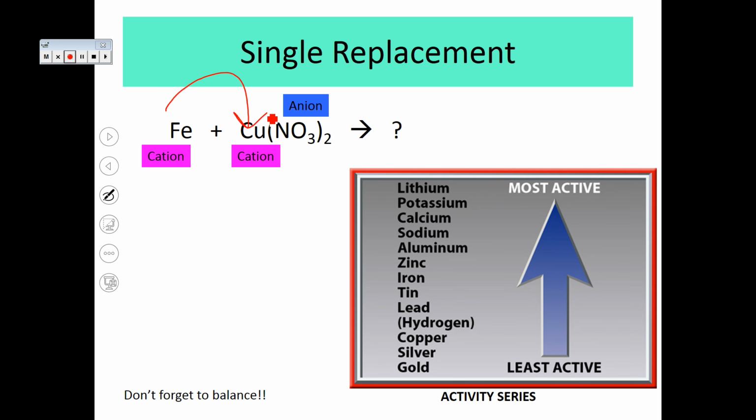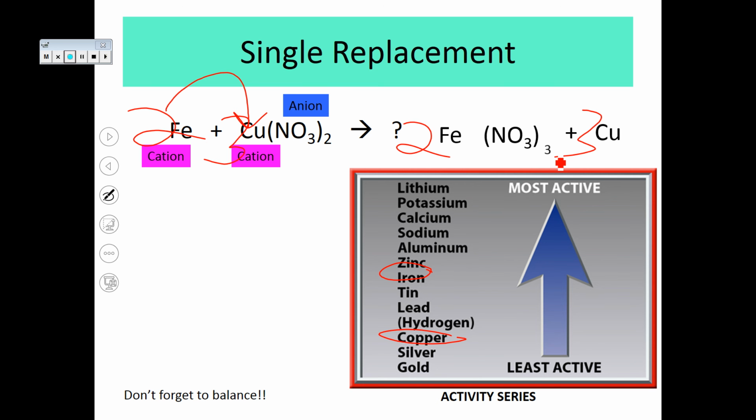Go to the activity series. Iron, the single guy, has to be more powerful, has to be stronger. The iron is here, the copper is down here. So will this reaction occur? Yes, it will. Iron is above copper. So iron gets to be with nitrate. You look at the red, white, and blue periodic table. You see that iron's bold oxidation number is +3. Nitrate is polyatomic, and its oxidation number is always -1. Drop and swap, and you get FeNO3, and then the copper is off by itself. You do have to balance this by putting a 2 here, putting a 3 here, a 2 here, and putting a 3 there.